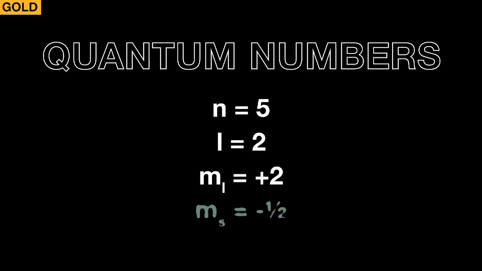Let's move on to 5d10's quantum numbers. 5d10 is the 79th electron, so n is equal to 5, l is equal to 2, the sublevel being dumbbell shape, m sub l is positive 2, and m sub s is negative 1/2 spin down.